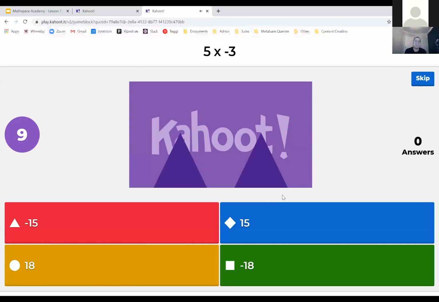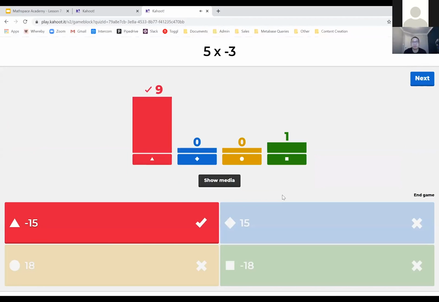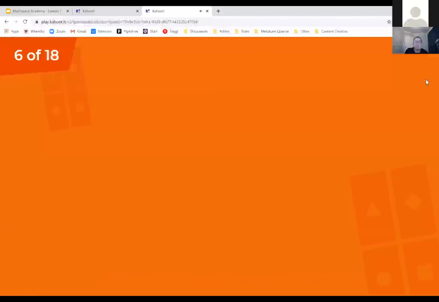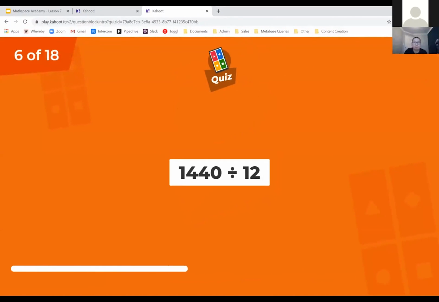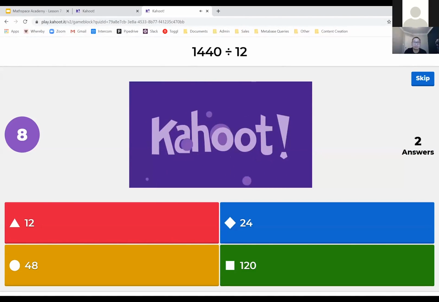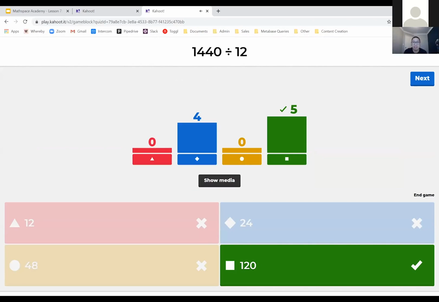5 times negative 3, what is it? It is 15, because 5 3s are 15, and a positive times a negative is a negative. Next, 1,440 divided by 12. 144 divided by 12 is 12, so 1,440 divided by 12 is just 12 with a 0 on it, which is 120.